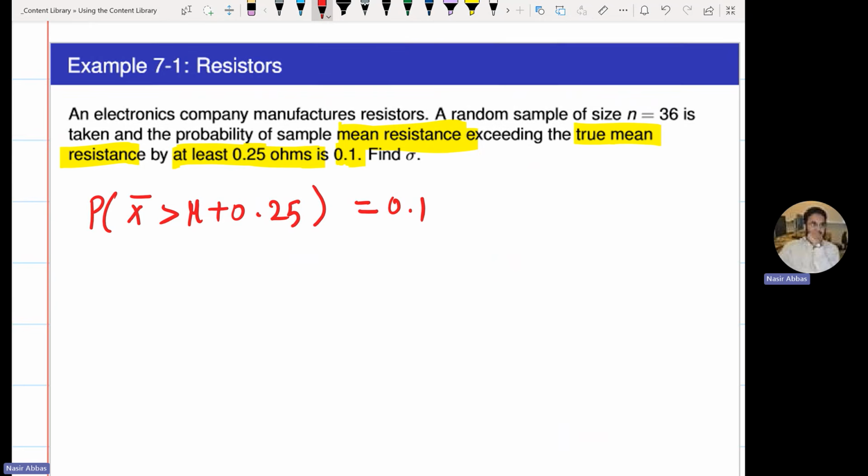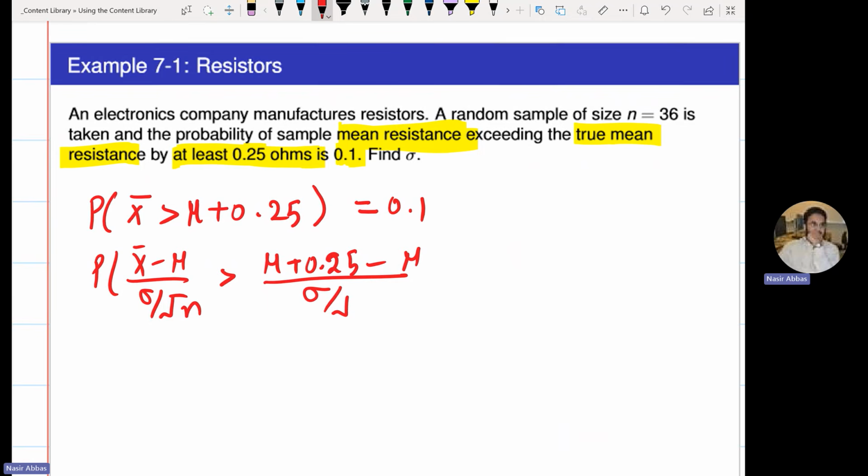Sample mean resistance exceeds the true mean resistance by at least 0.25. This probability is 0.1. Standardize and get the value of sigma. So let us standardize. How do we standardize X bar? X bar minus mu over sigma over root of n: mu plus 0.25 minus mu, divided by sigma over root of n, and this is 0.1.